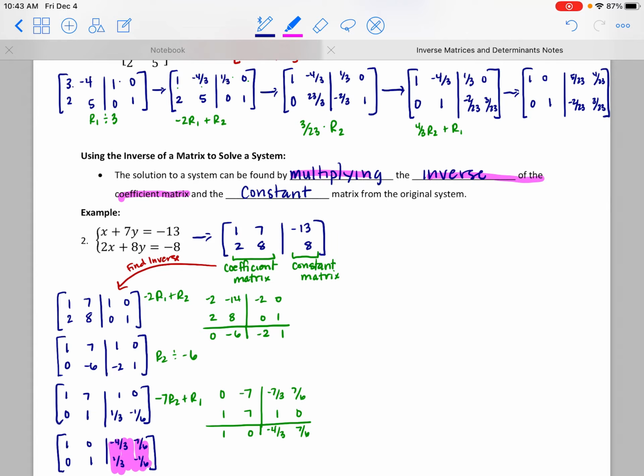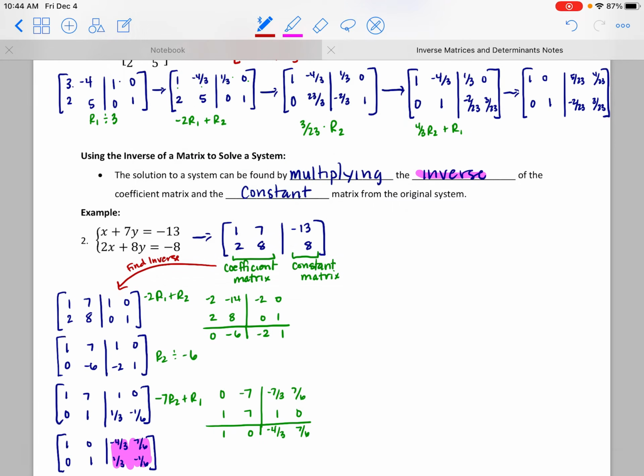We have to multiply that with our constant matrix. So the constant matrix is what we have over here. Now I've got to get rid of all these highlights. So the inverse matrix, that's what we have here. That has to be multiplied by our constant matrix.